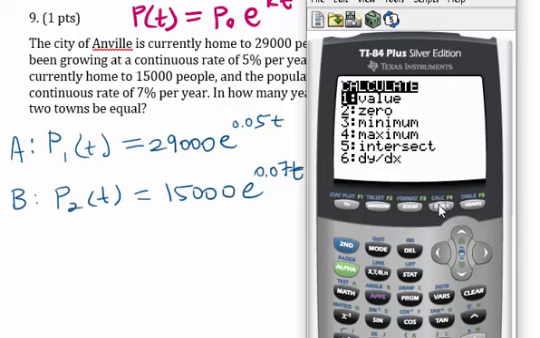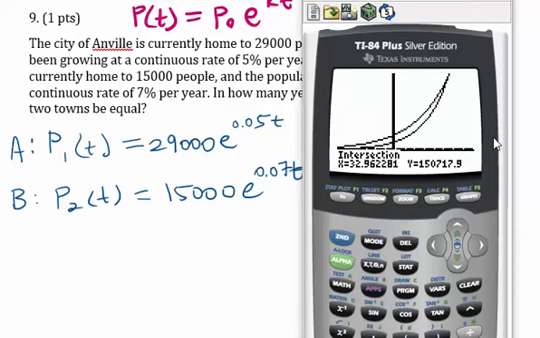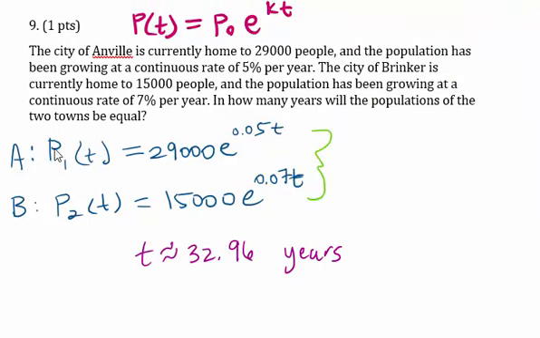So second trace, intersect, which is number 5, and then press enter 3 times. Okay, it was a little bit above 150,000 for those populations, but we can see what the X value was, which is how many years later the populations will be equal. And that is our goal. So about 32.96. So t is approximately 32.96 years.